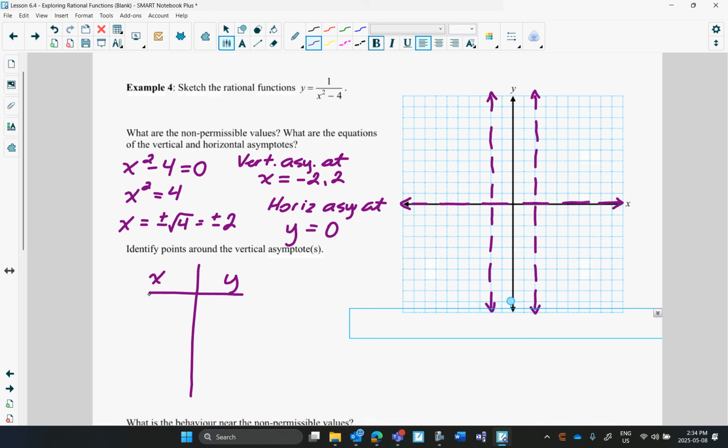what's the closest integer to the left of -2? -3. Let's see what happens at -3. And then the one to the right of -2 is -1. Let's see what happens at -1. For this one, let's see what happens at 1 and 3.